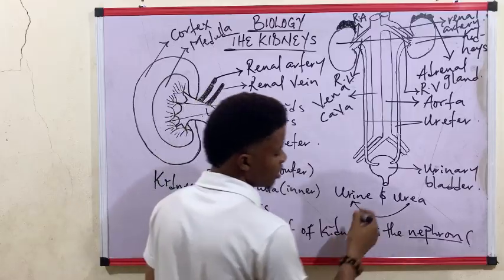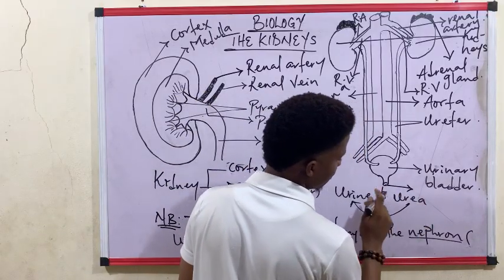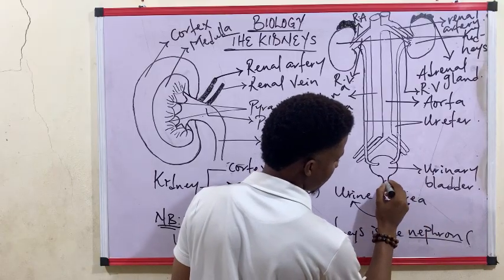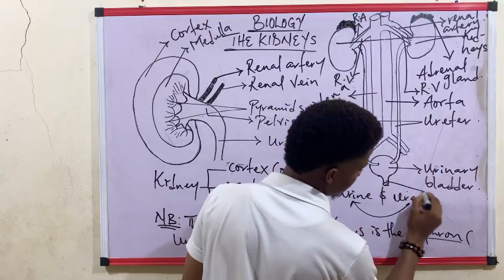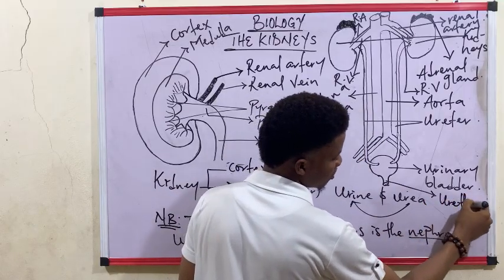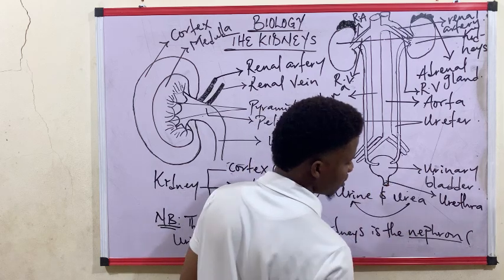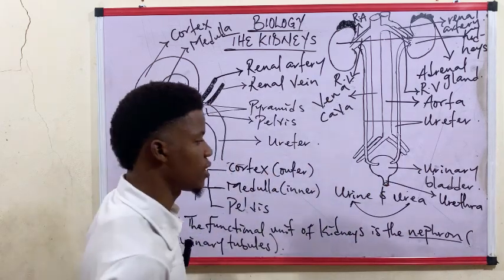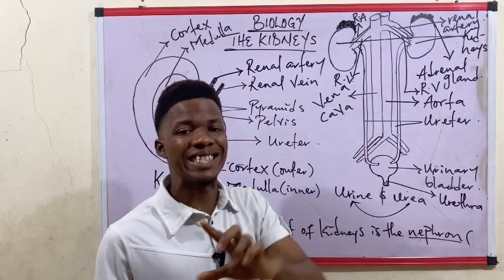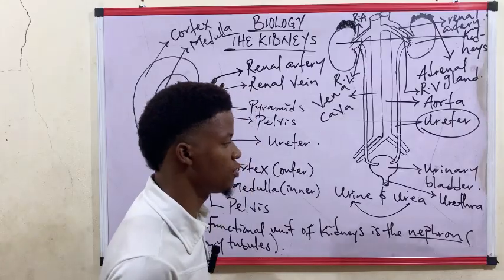Now this last structure we are seeing here is called the opening. Or let me label this one. This one, in this direction, is called the urethra. And this single opening here is called the opening of the urethra. So what connects the kidney to the urinary bladder is the ureter. Please take note, the ureter.